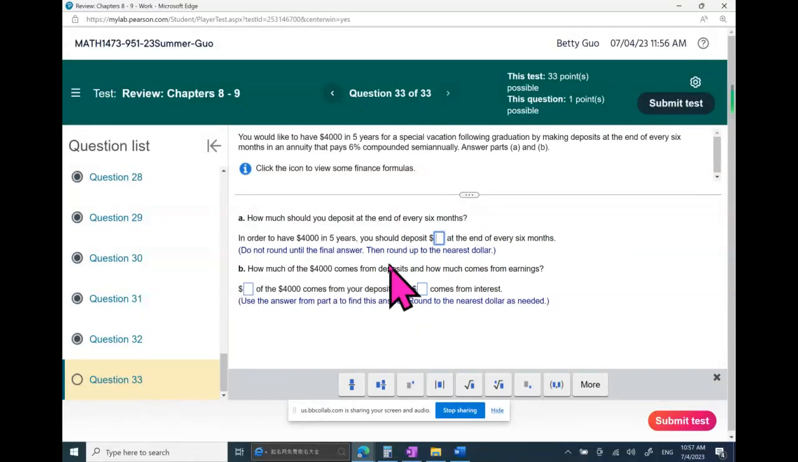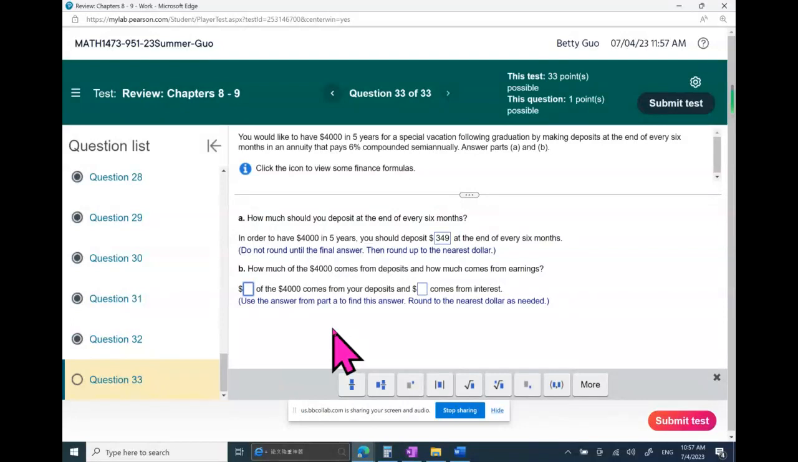I got, we need to round up. You see that? Read this information, please. Round up to the nearest dollar. So I have 349. Before I move on, let me double check. It is semi-annual for 5 years, so 10. Annual interest rate is 6. Present value is 0. Future value is 4,000. P per Y, C per Y is 2. So solve for payment, 349.